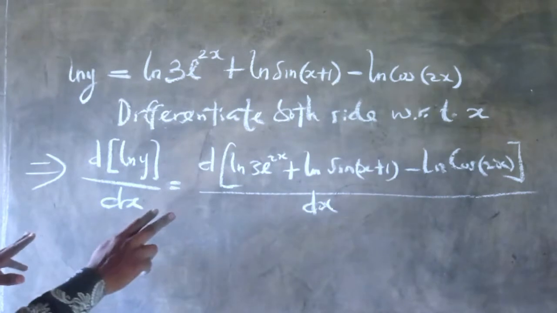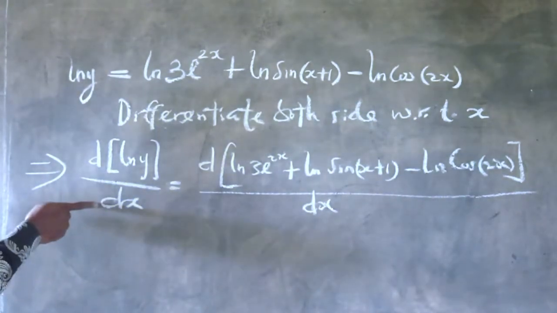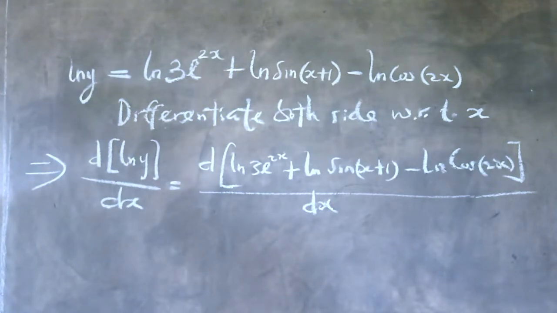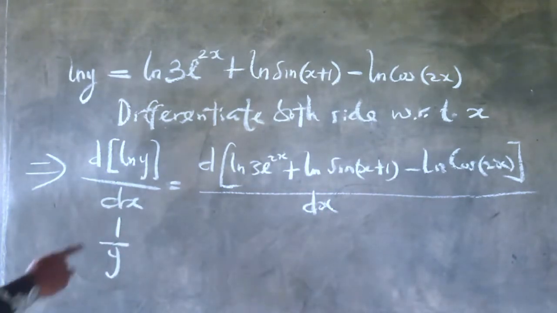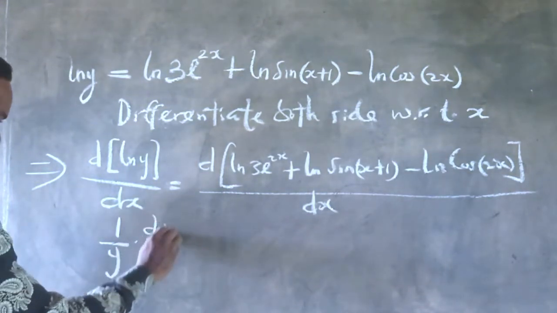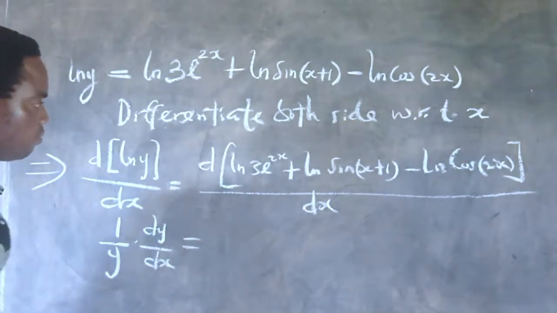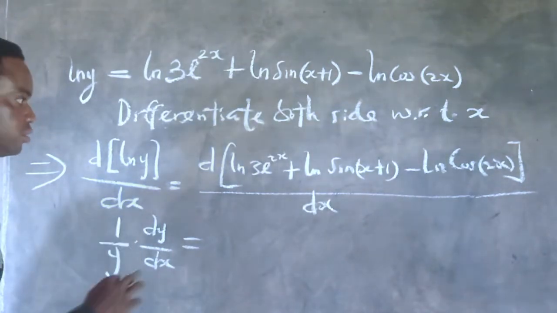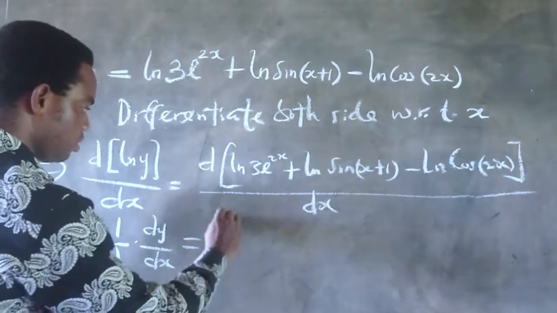dx with respect to x. So let us solve this at once. If you're having the differential of y with respect to x, it's going to be 1 over y. But since we are differentiating with respect to x and you have y in your problem, you multiply it by dy/dx.